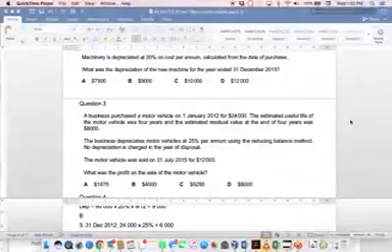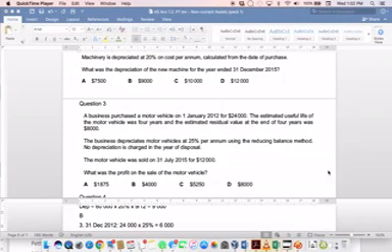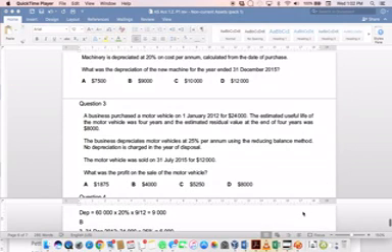A business purchased a motor vehicle on the 1st of January 2012 for $24,000. The estimated useful life of the motor vehicle was 4 years, and the estimated residual value at the end of the 4 years was $8,000. The business depreciates motor vehicles at 25% per annum using the reducing balance method. No depreciation is charged in the year of disposal.